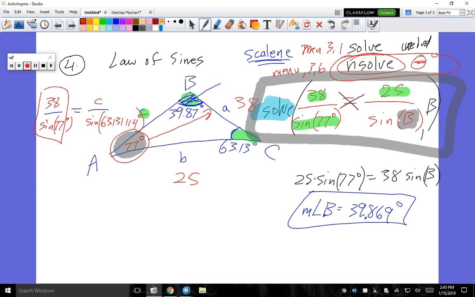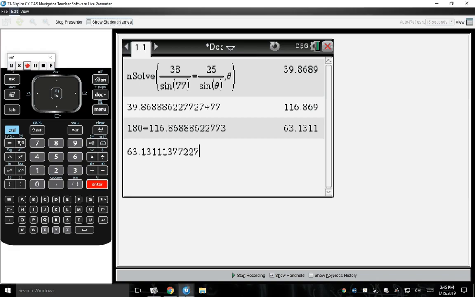Okay, let me ask you this. Solve feature or in solve feature? Solve feature, because insolve is just for angles. So a good rule of thumb is C, what you're looking for, is not an angle. So we can just do the solve feature. And yes, we could use the letter C, we could use Q, we could use whatever letter we want. We just have to make sure it matches up. So let's go to our calculator real quick.